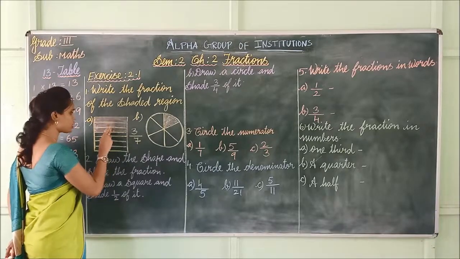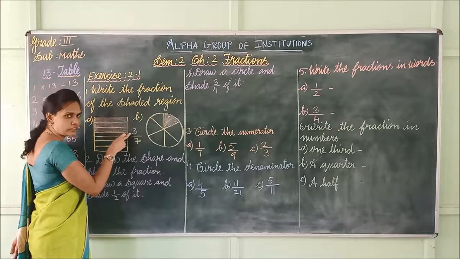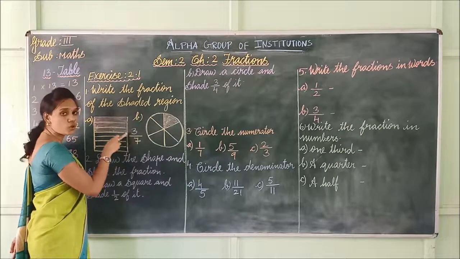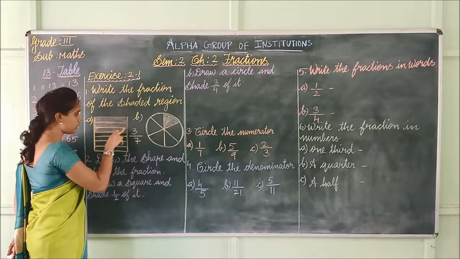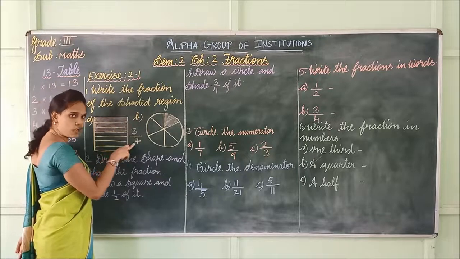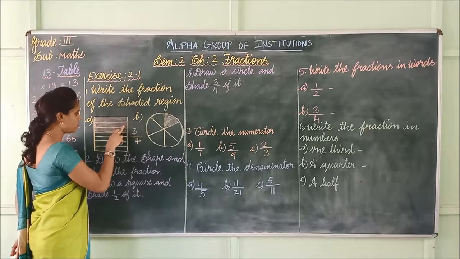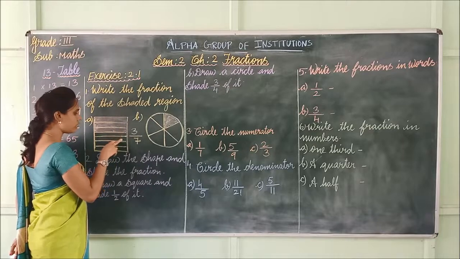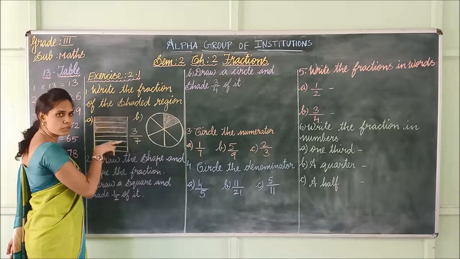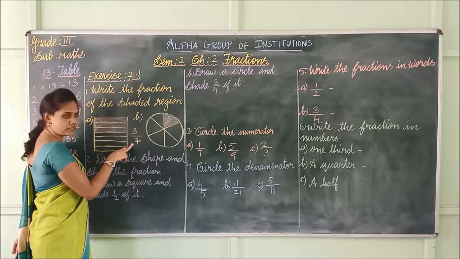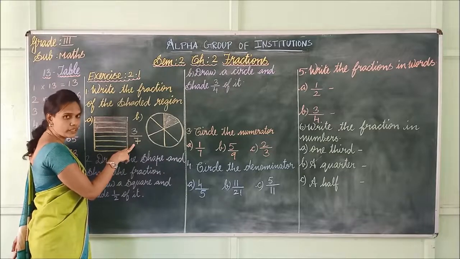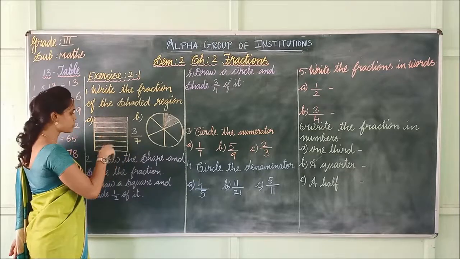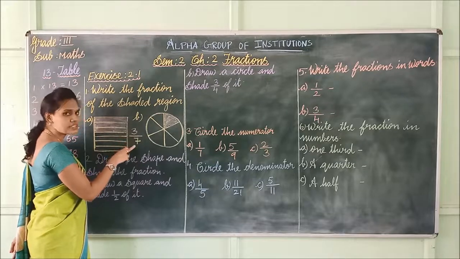You have to see only the shaded regions. See how many shaded regions there are, and write that here, and this one is the total parts. Totally how many parts are there, that you have to write here. 1, 2, 3, 4, 5, 6, 7. So total parts is 7. That should be the denominator. So the fraction for this is 3 by 7.